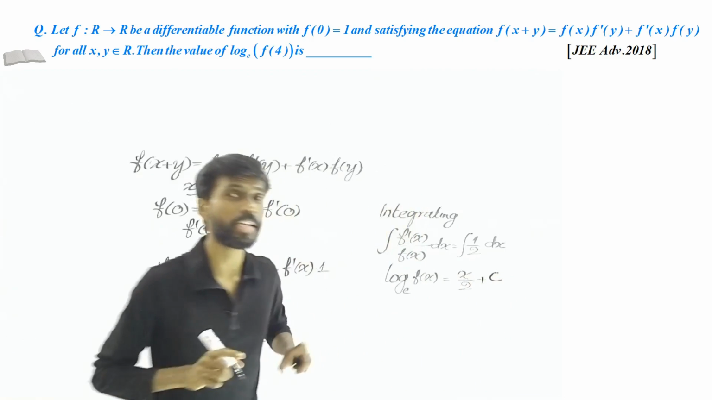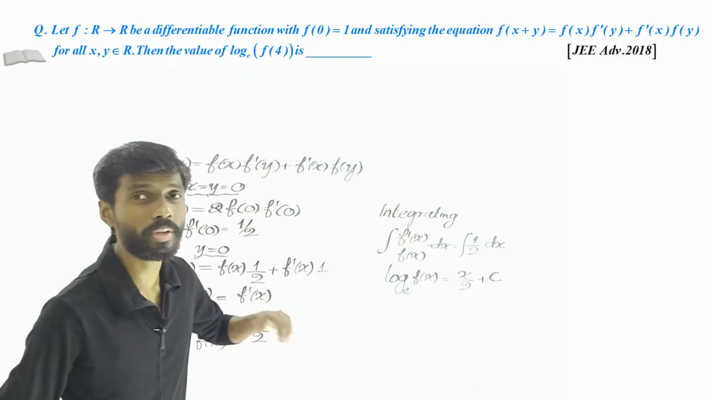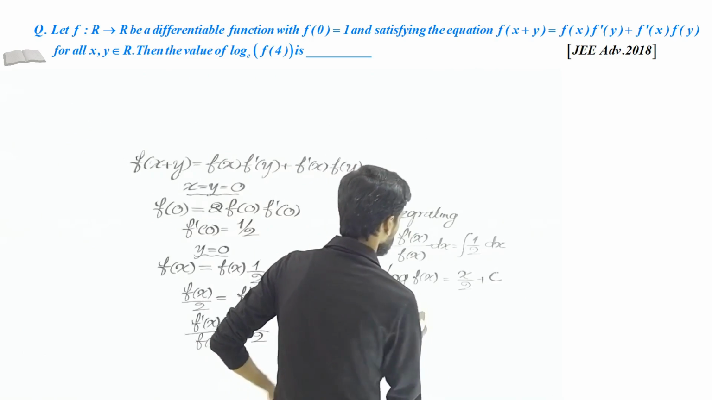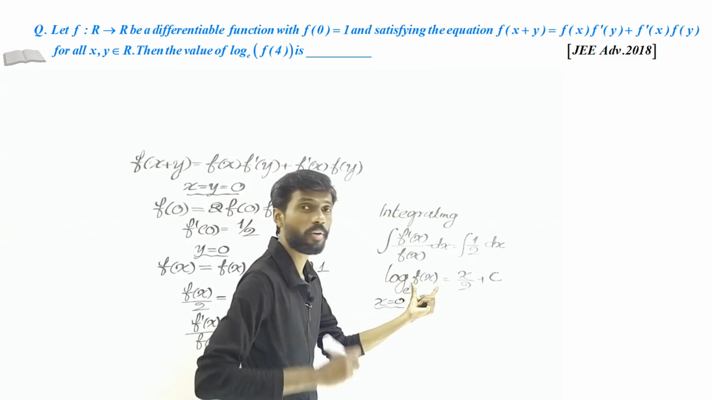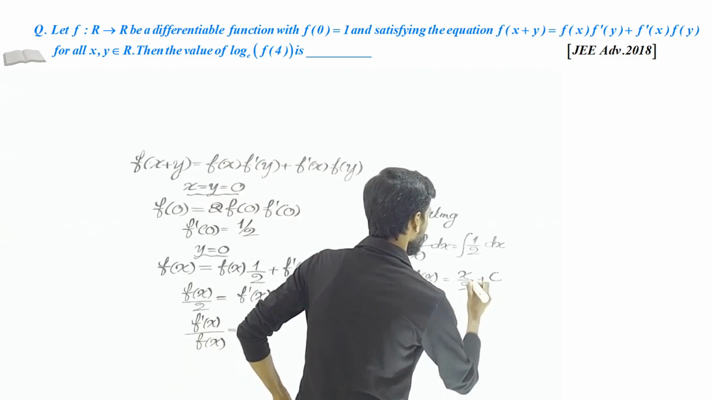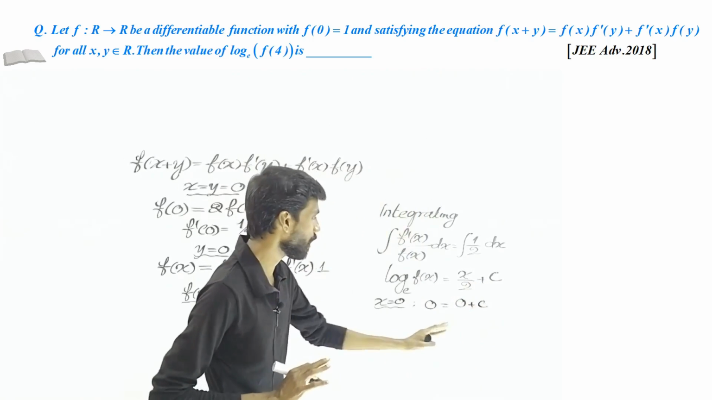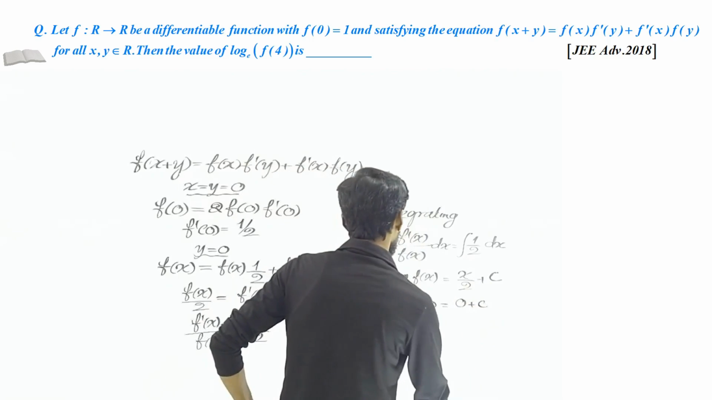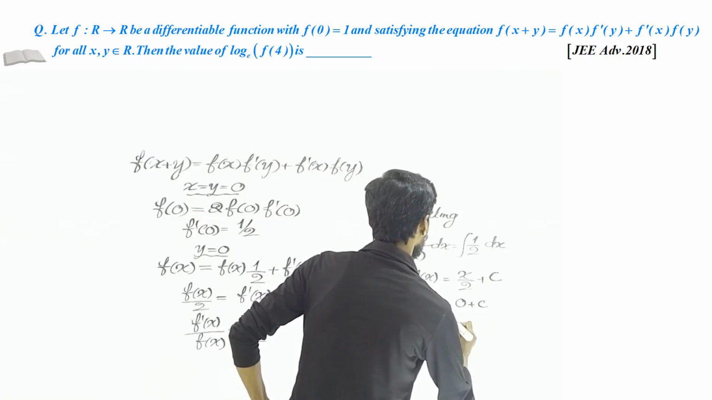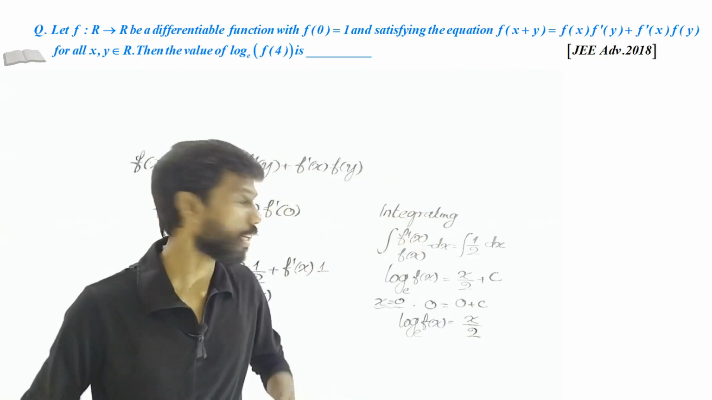Okay, now we have to find the value of c. For that, we know that f of 0 is 1. So let us substitute x equals 0. If you substitute the value of x as 0, we'll get log of f of 0, which is 1. Log 1 is 0. So 0 equals 0 plus c. So that means we've got the value of c. So c is 0. So that means we've got log f of x equals x divided by 2.